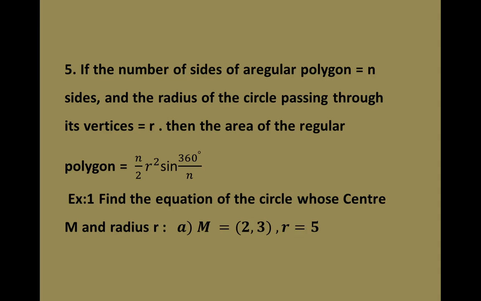Let's start to solve some examples from the pupil's book. Find the equation of the circle whose center m and radius r, where m equals 2, 3 and r equals 5. It is required here to write an equation of the circle given its center and its radius. It is not required to write a general form of the equation of the circle. Here, the equation of the circle is, remember that, x minus d squared plus y minus e squared equals r squared.